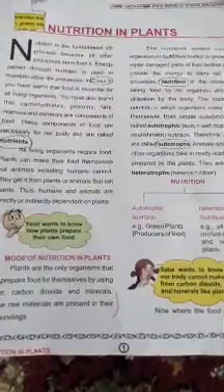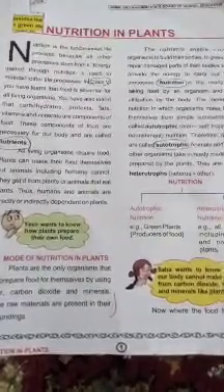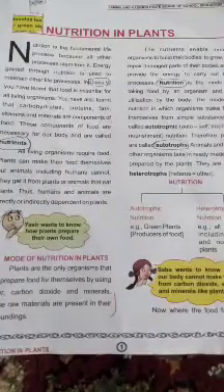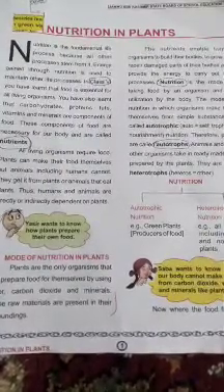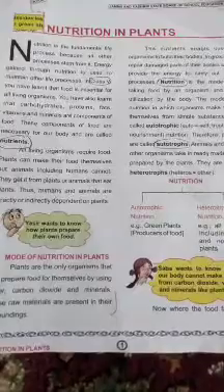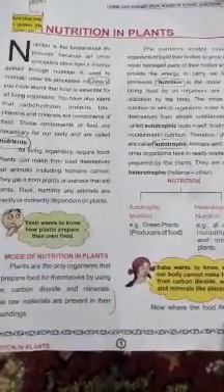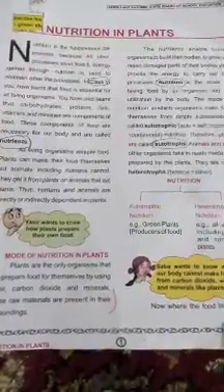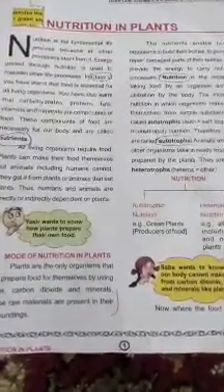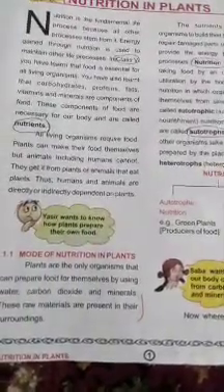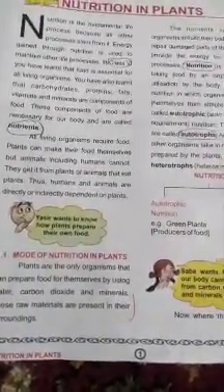Dear students, as you know, yesterday we started this lesson in which we went through some of the headings of this lesson, that is nutrition, definition of nutrition, definition of food, what are the components of the food, and what are the nutrients present in the food. Today we will go through the second topic of this chapter, the mode of nutrition in plants.